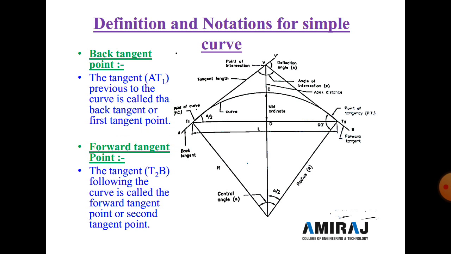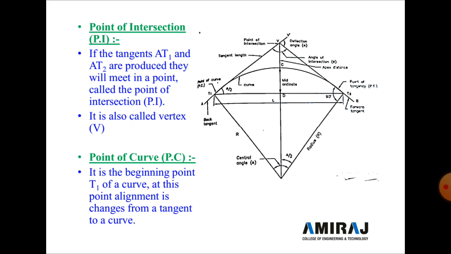So what is the forward tangent? Here the end point of the curvature, T2 to B, this line. So T2 to B is the tangent following the curve and is called the forward tangent or second tangent, or the end of the curvature.